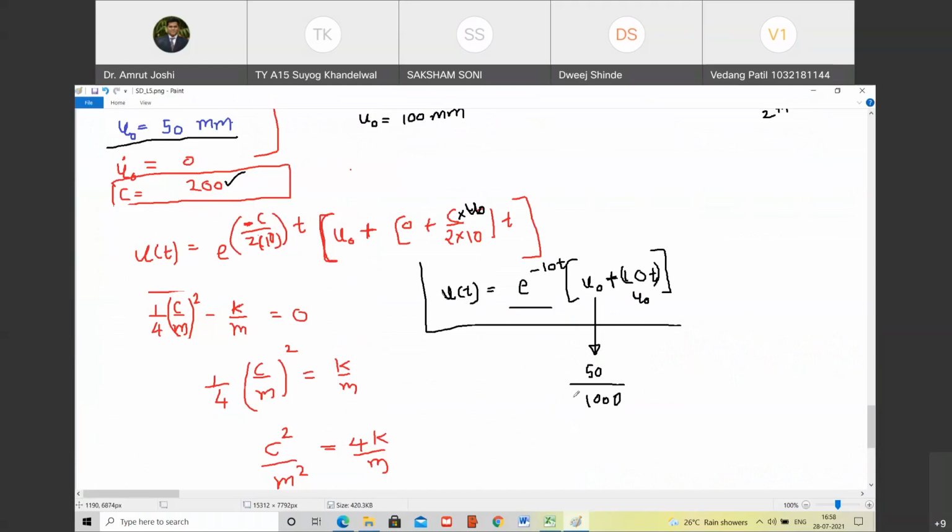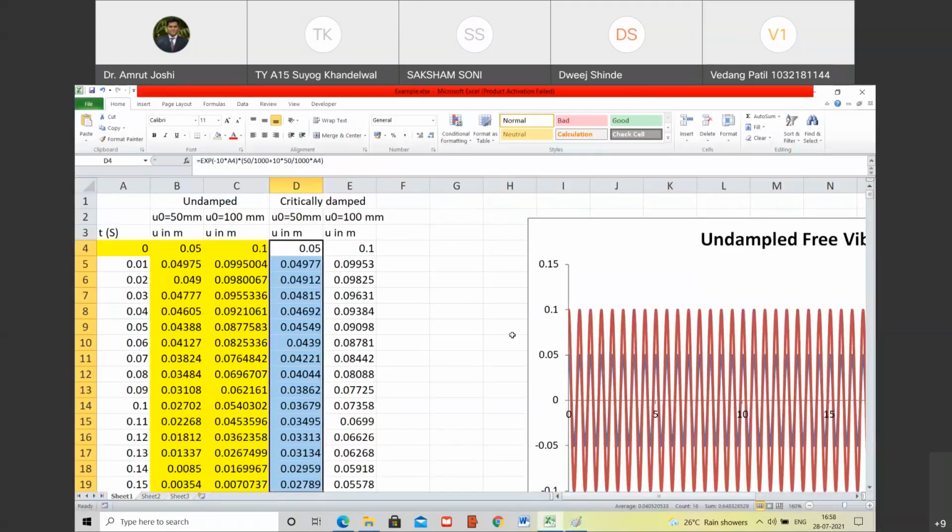Towards right? Now, if the system is stretched by 100 mm towards right, what will be the solution? The only difference will be u0. Do you agree with me? Everything else will remain the same. So see here, wherever there was u0, I have replaced it by 100 by 1000. Everything else is same.